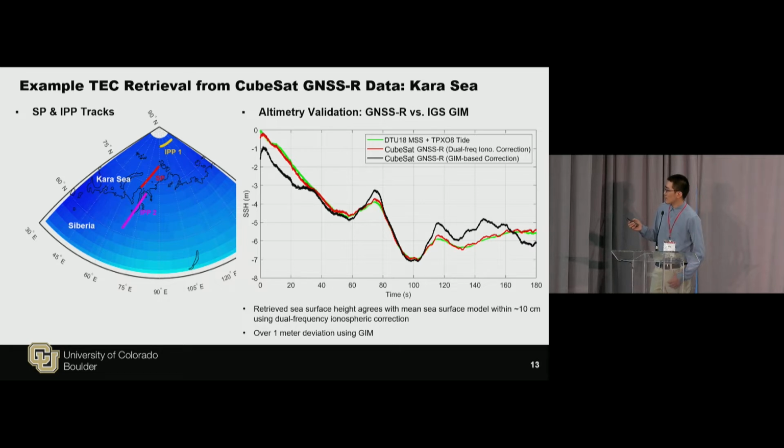And here we compare the performance of using the signal estimated ionosphere TEC and the GIM-derived TEC to correct the ionosphere error for the altimetry. And we can see that it's pretty obvious using the estimated TEC with that kind of variations, we get altimetry results that agree with the model within 10 centimeters. And if we use a GIM, that variation can be up to 1 meter.